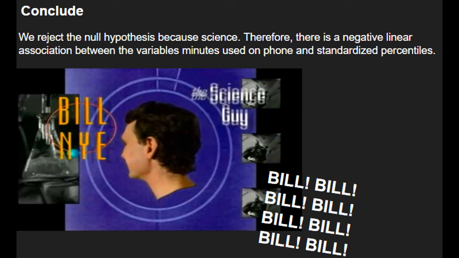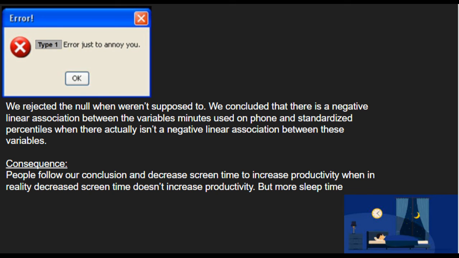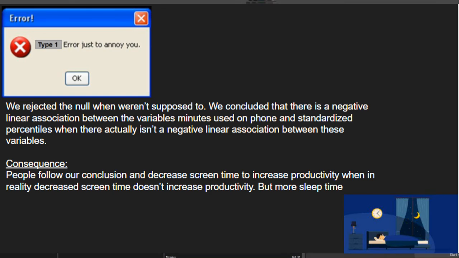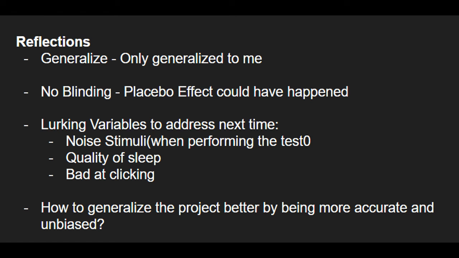Now, because of our assumed conclusion in that we reject the null hypothesis, we could have actually made a type 1 error in which there is actually not a linear relationship between two variables. So a consequence of making this type 1 error is that people would follow our advice and lower their screen time, even though in reality there is no increase in productivity with a lower screen time. But, you get more sleep. Therefore, from this experiment, we are only able to generalize results for people like me because I tested myself in this experiment.